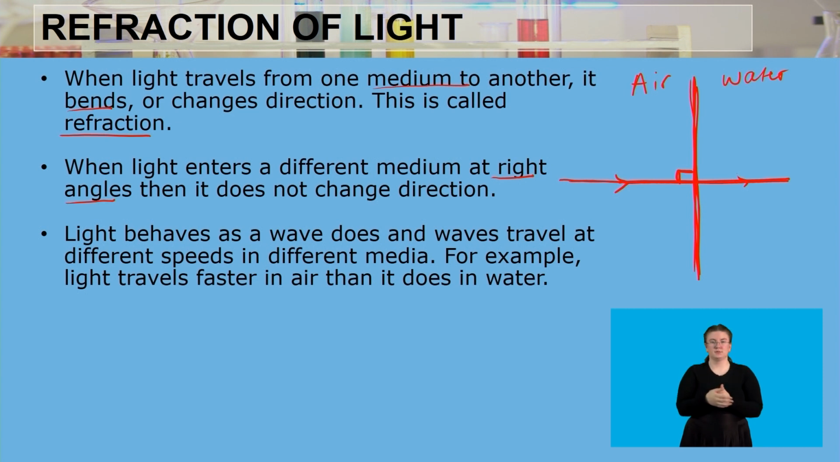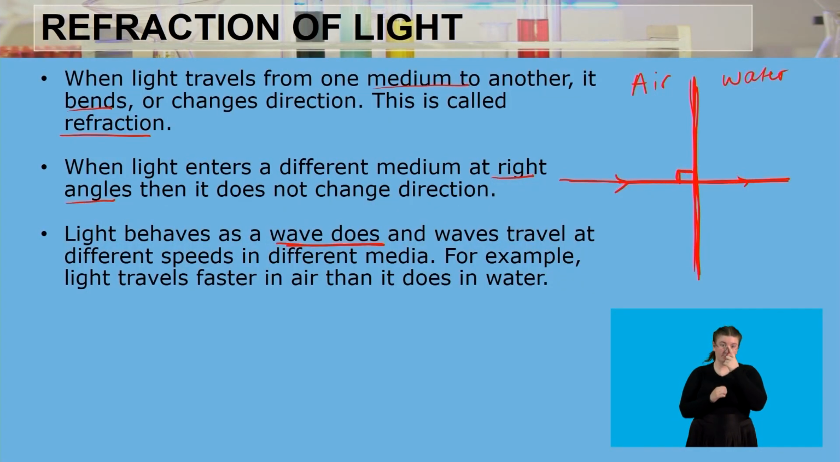Light behaves as a wave, this we know, and waves travel at different speeds in different media. So if light is moving from one medium to the other, the speed of that light is going to change. It can either increase or decrease depending on which medium it is moving from and which medium it is moving to. For example, light travels faster in air than it does in water. So if light is moving from air into water, in air we know that light travels faster. Once it enters the water, the speed of that light is going to slow down. It's going to be much slower than it was when it was traveling through air.